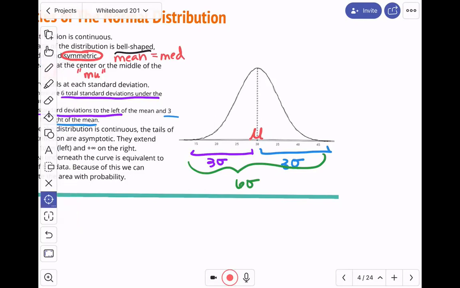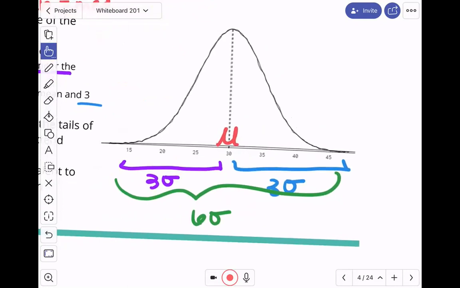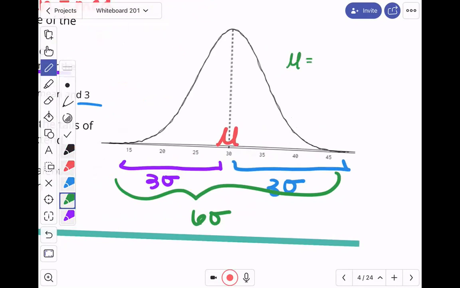If I look at this, I can ask you what the standard deviation of this particular curve is. You should be able to tell me that. What's the mean of the curve? 30. What's the standard deviation then? 5. Thank you. So in this particular distribution, mu is equal to 30 and sigma is equal to 5.